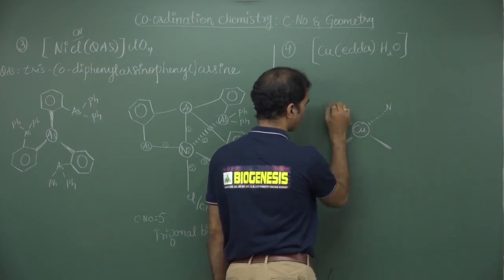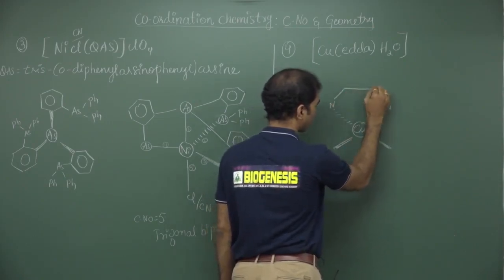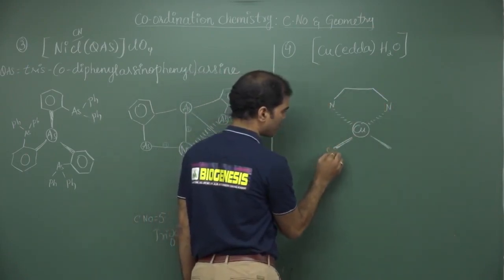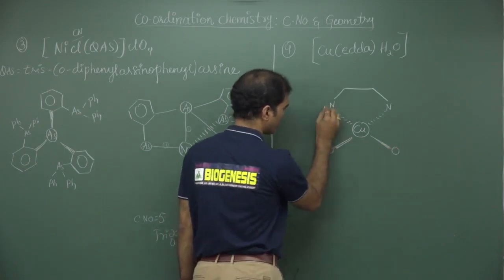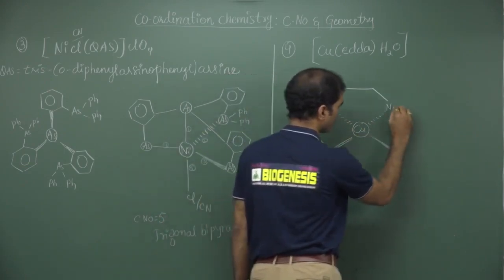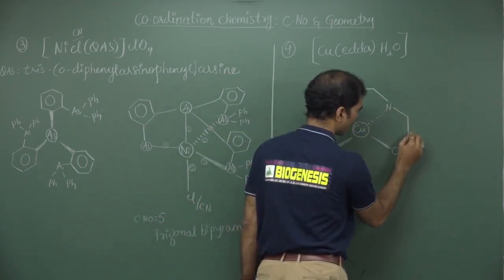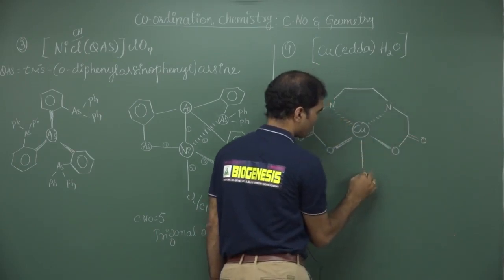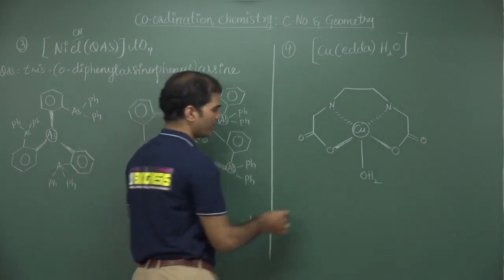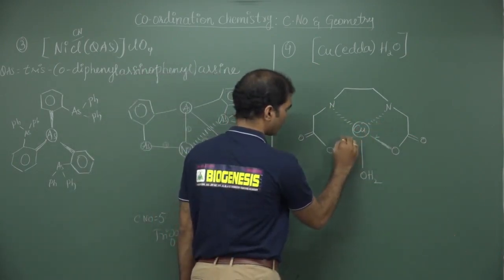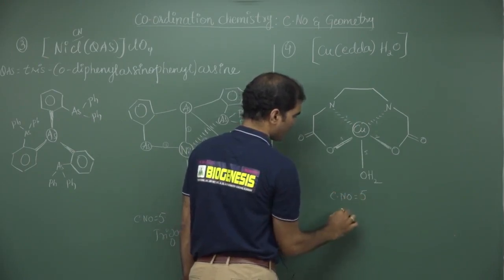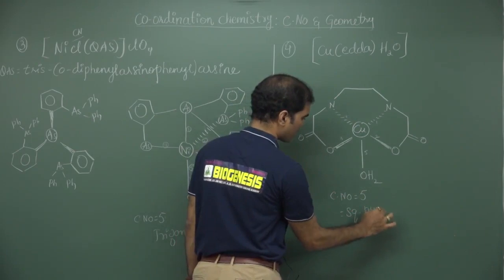First let me put 2 nitrogens, ethylene diamine, diacetato. There are only 2 acetate groups. Acetate group will give oxygen donor, CH2, C double bond O and oxygen, CH2, C double bond O and oxygen. To the other end water molecule is attached. This is also a square pyramid geometry. Coordination number 1, 2, 3, 4 and 5 sigma bonds. Coordination number is 5 and coordination geometry is square pyramidal.